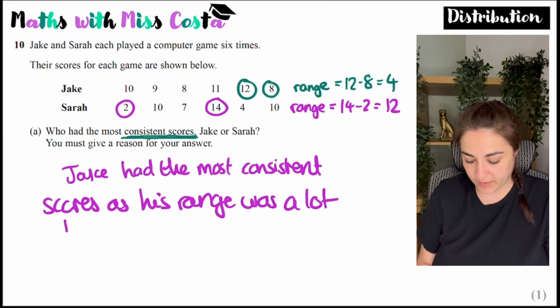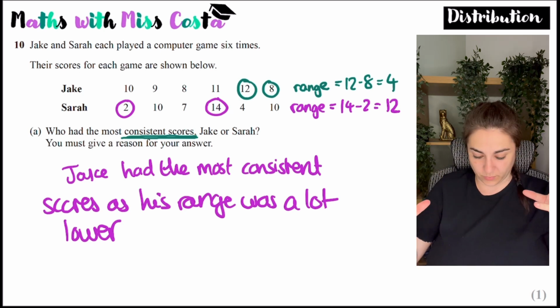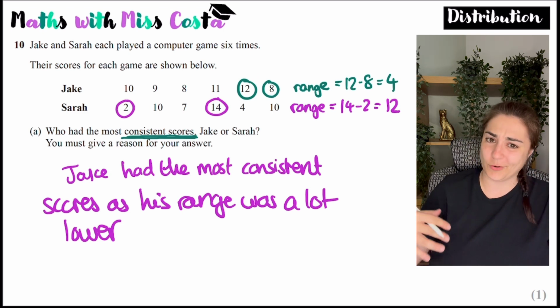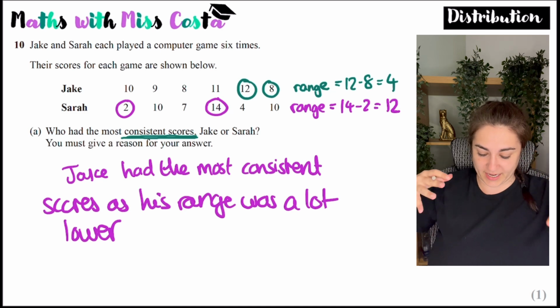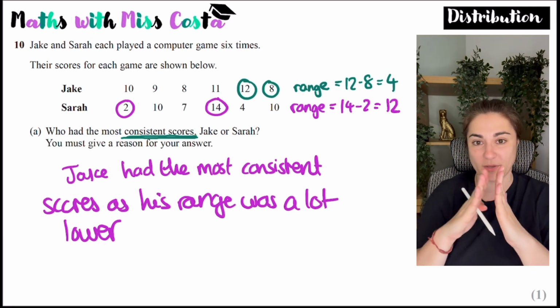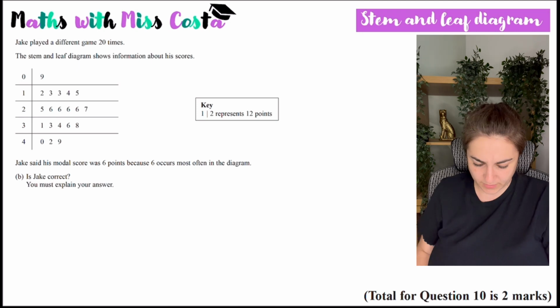It means that all of his scores were within like 4 points of each other. Where Sarah, she may have done really well and got 14, which is higher than any of Jake's scores, but she also did quite badly and got 2 and 4. So she either does really well or really badly, whereas Jake is consistently hovering between 8 and 12. So that's what consistent means, like the smallest range. And that's how we deal with distribution.